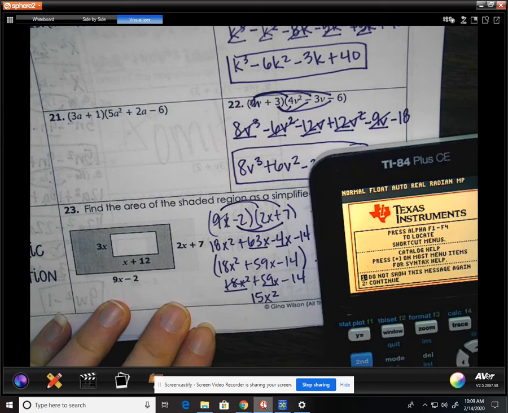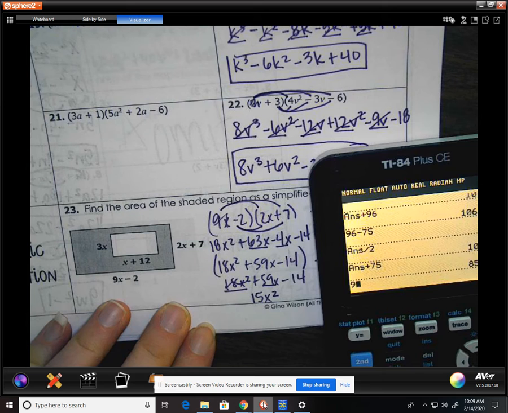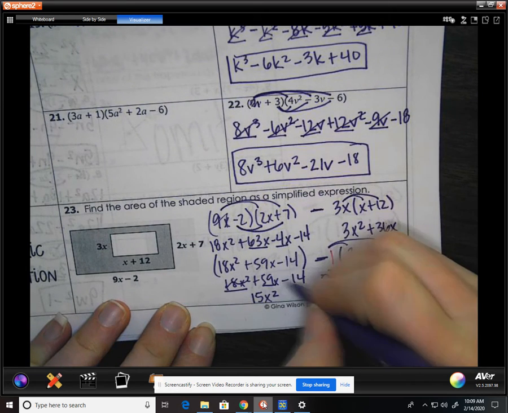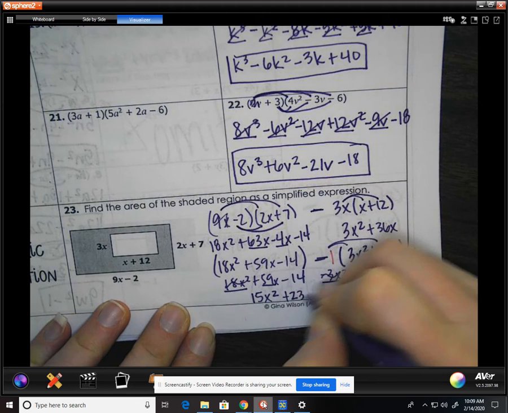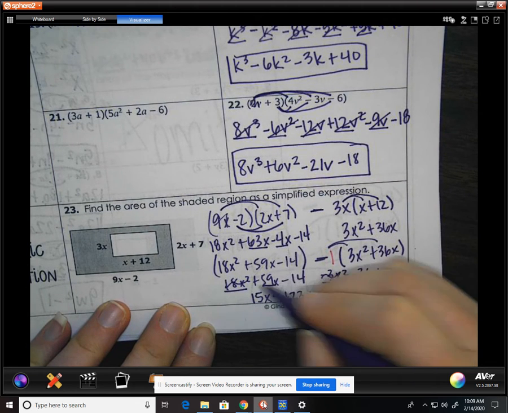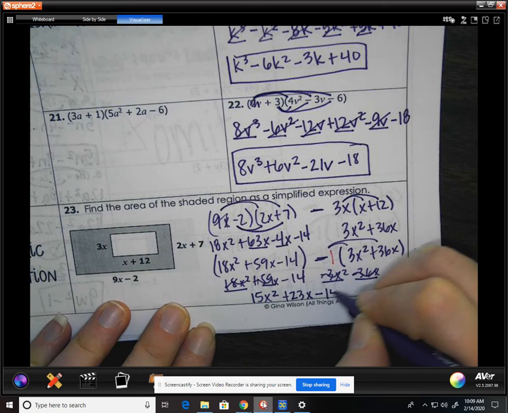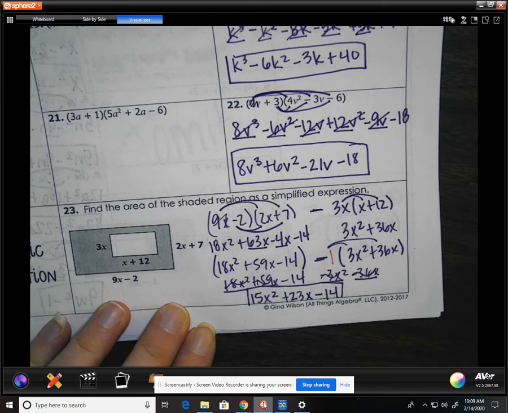So whenever I combine those, 59 plus -36 will give me a positive 23, and then keep x. And I don't need that piece anymore. I don't need that piece anymore. And the only thing I have left is that minus 14. So that would be my final answer.